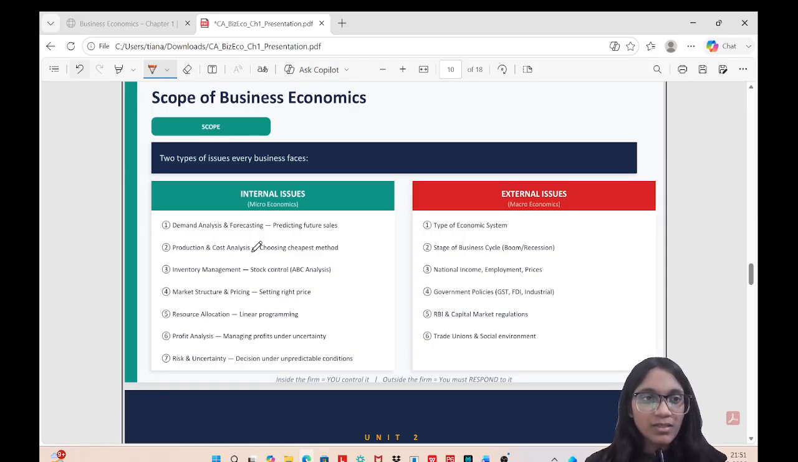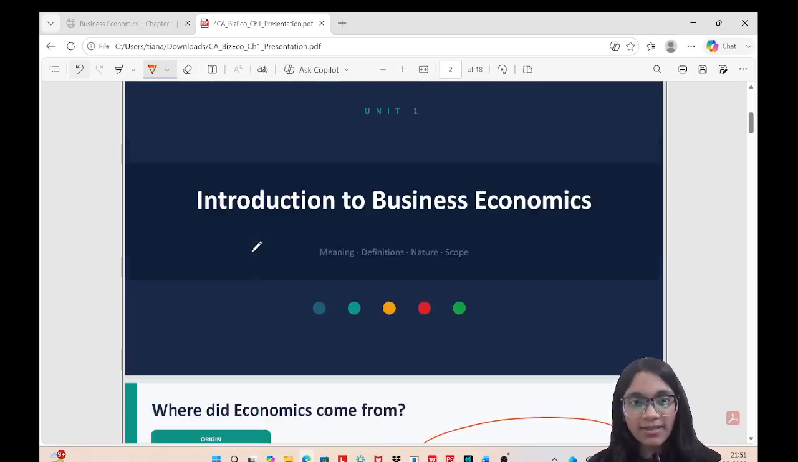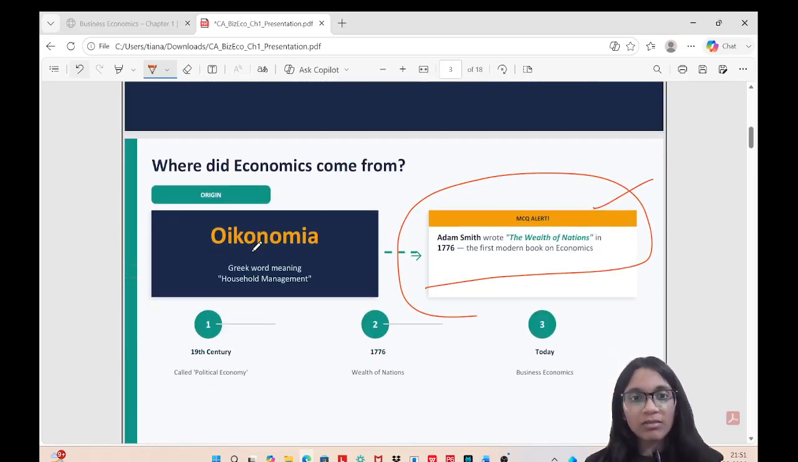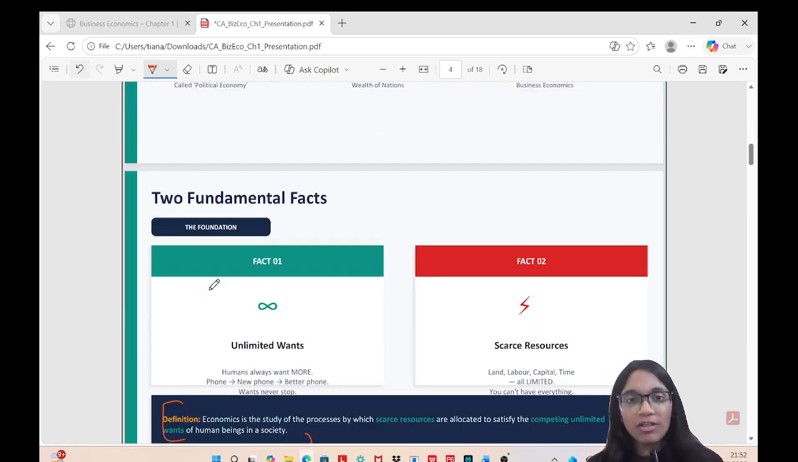So, we have learned everything in detail. Let's revise again. What did we do? We started with introduction to business economics. Economics is derived from the Greek word oikonomia, that is household management. And this is an MCQ alert: Adam Smith wrote the book Wealth of Nations, on production, what does the country produce? 1776, the first modern book in economics.